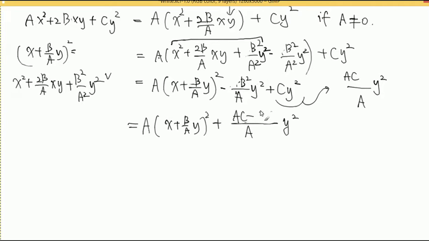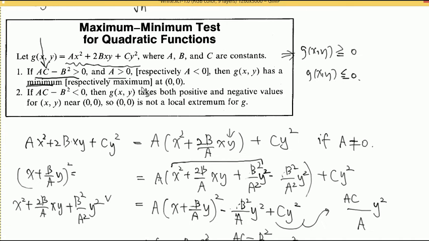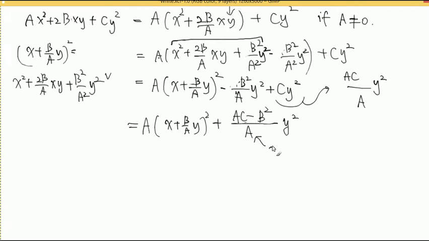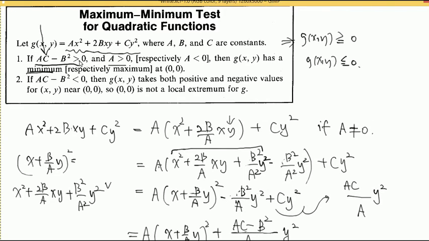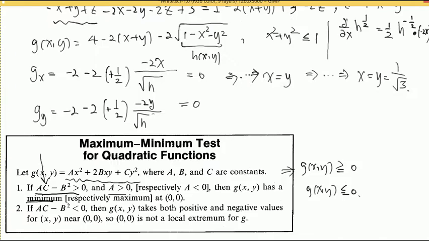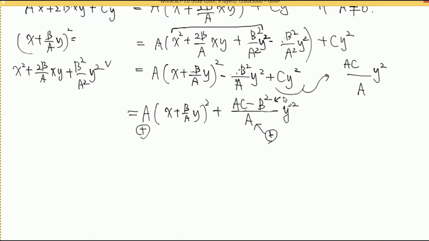AC minus b squared. So what they're saying is that, for example, if A is positive, the denominator is positive, right? And they're saying AC minus b squared remains positive, right? So that's positive there. Then all the coefficients of this square plus this square remain positive: positive square plus positive square, right?